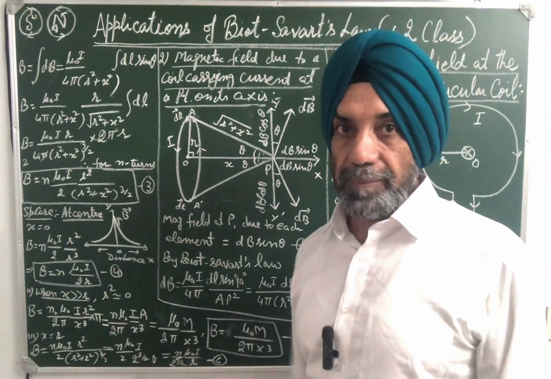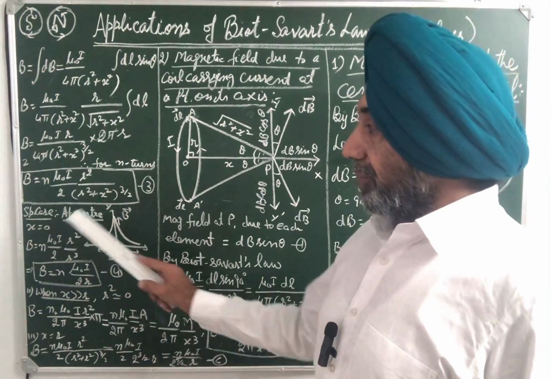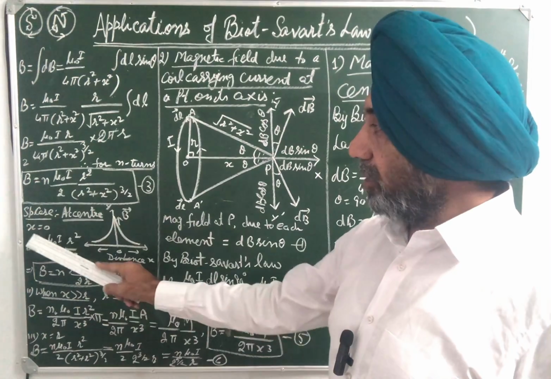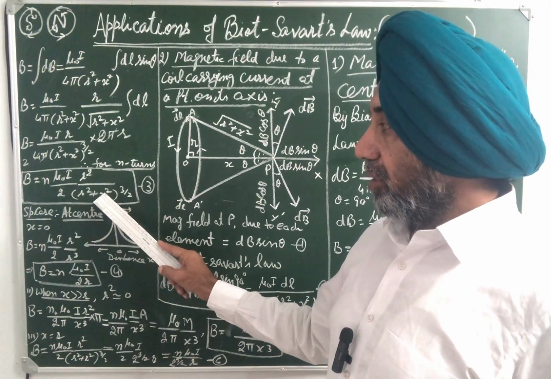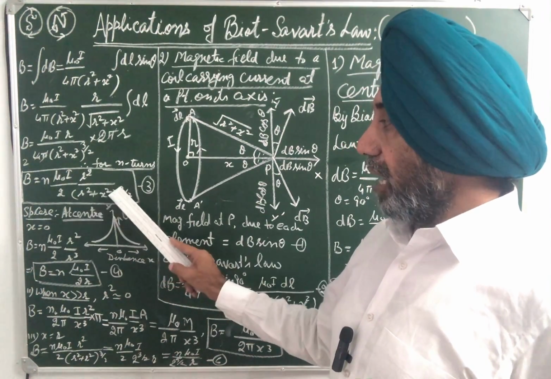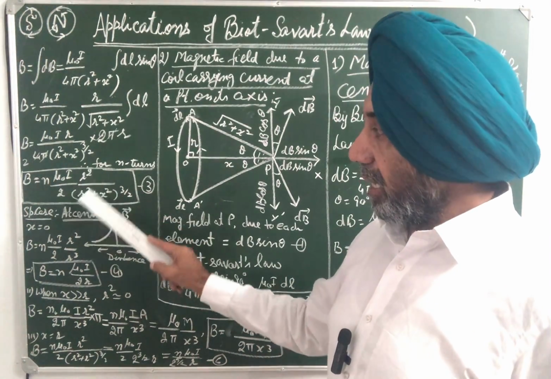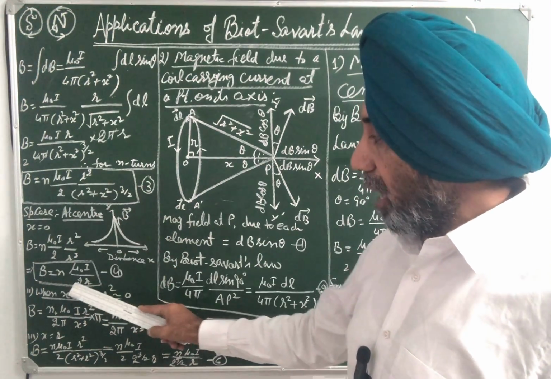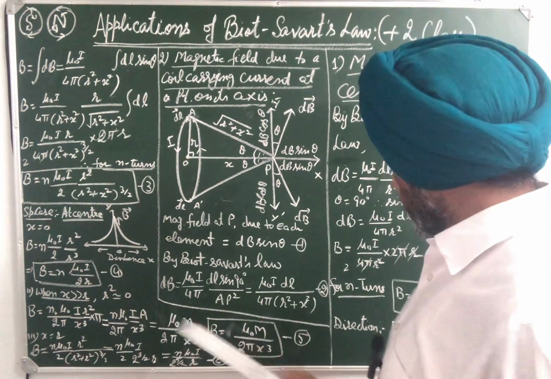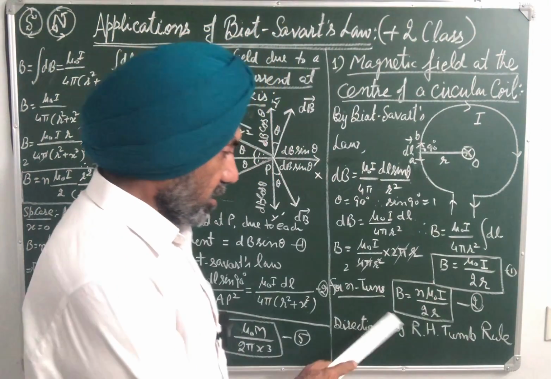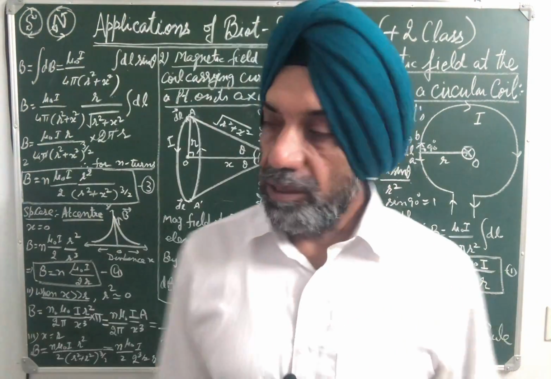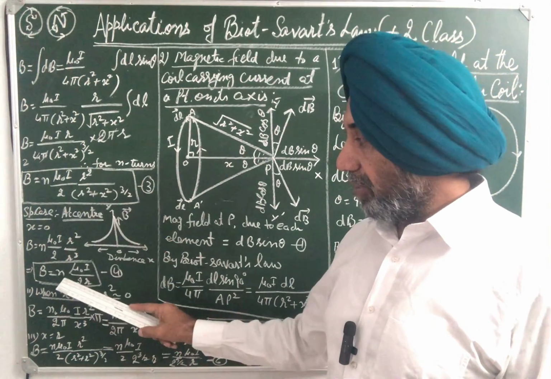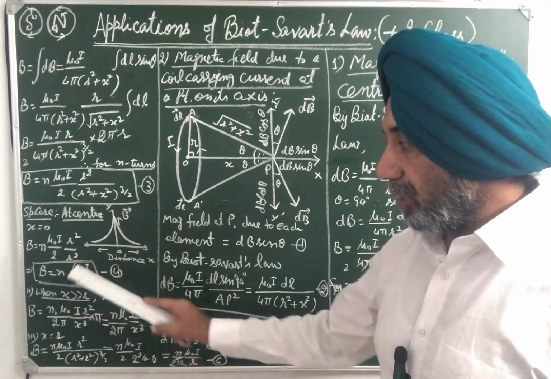So special cases. Now at the center, x is 0. Suppose P lies at the center. Special case: x equal to 0. So it will be r squared, r to the power 3 by 2, that is r cubed. The r squared on top cancels with r squared, so we have n mu naught by 2r only. The same expression, magnetic field at the center. So B is equal to n mu naught by 2r. This is the general expression for magnetic field, and if the point lies at the center, it will be n times mu naught by 2r.